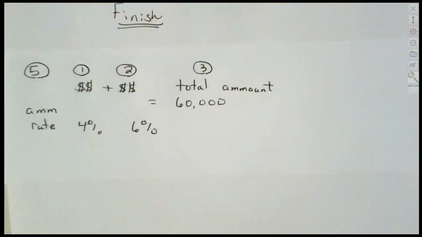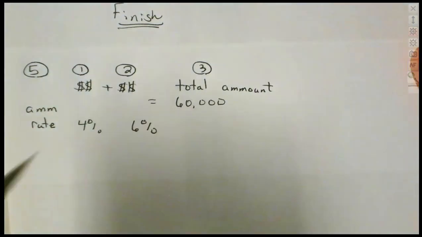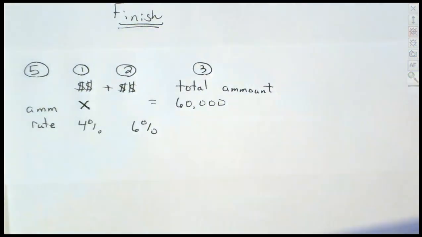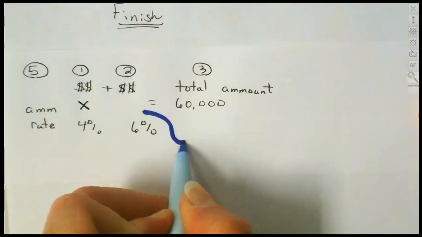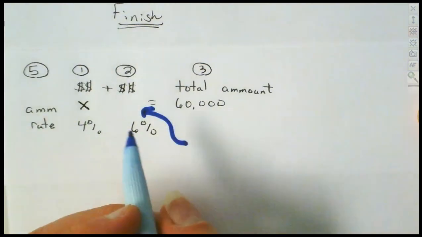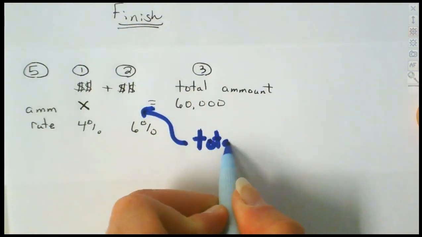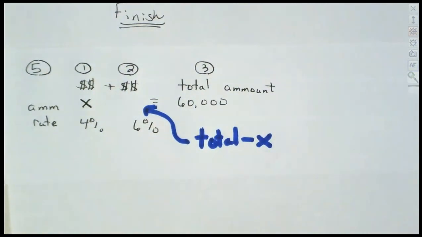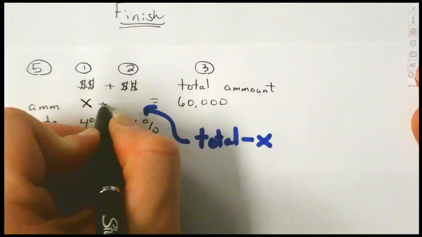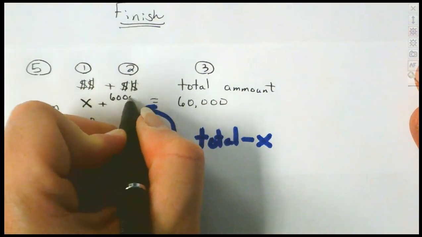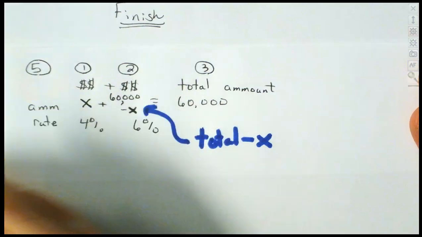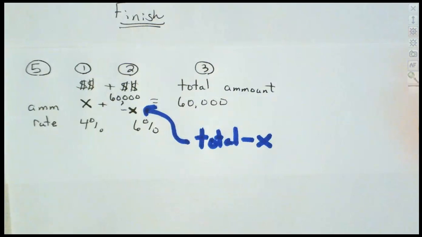So, if we don't know either one, what do we do? Well, we call the first one X. Remember that? Okay, so the first one's going to be X. And what about the second one? Remember the second one, we don't know what it is, but that's going to be your total minus X, right? You don't know either one, you call the first one X. And the second one is our total minus X. And what's our total? $60,000. So that's going to be 60,000 minus X.